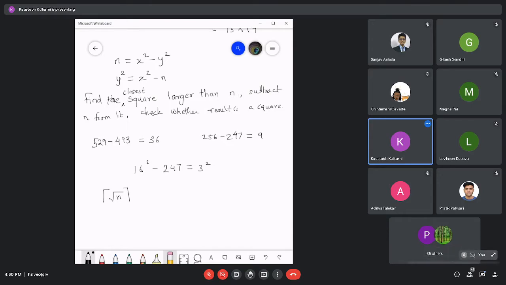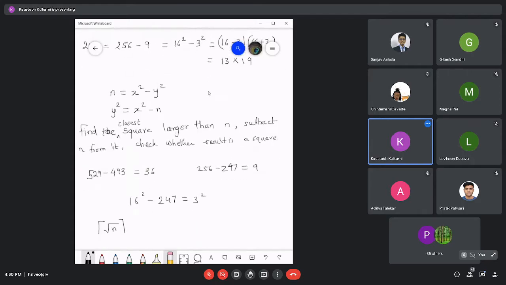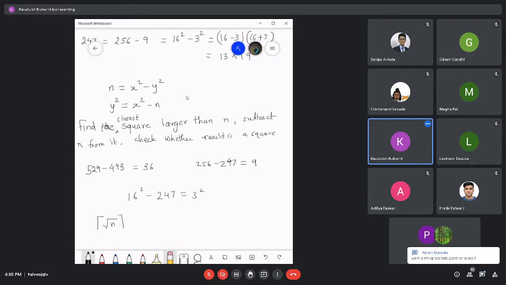Till square root of n. Yeah, yes, because if n was a perfect square, again you take that case. If n was a perfect square, then you would get that it is 256 minus 0, right?